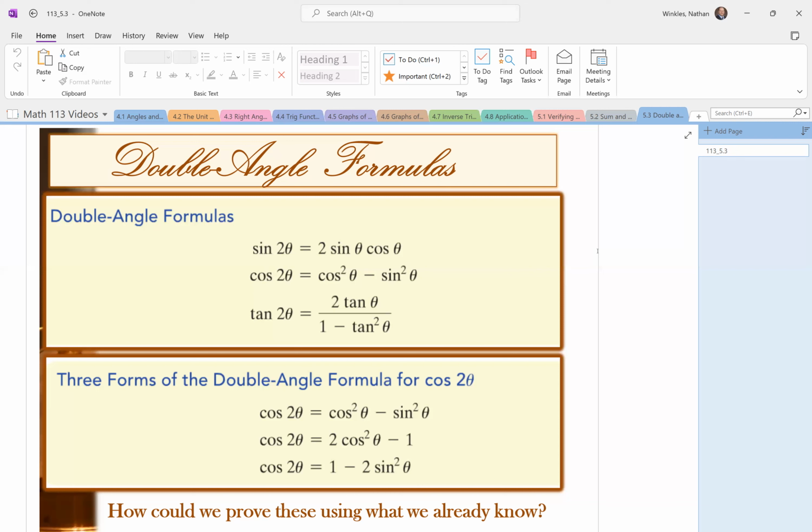For tangent of 2 theta, that is equal to 2 tan theta divided by 1 minus tangent squared theta. So what we're given will determine how we use each one of these. In order to prove these, we could use Pythagorean identities. Eventually we could use derivatives, but that is for the next class, so we don't really know that yet.